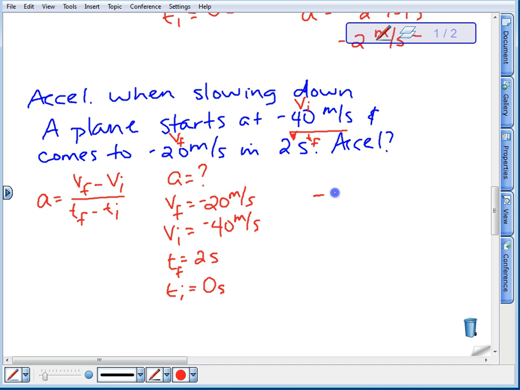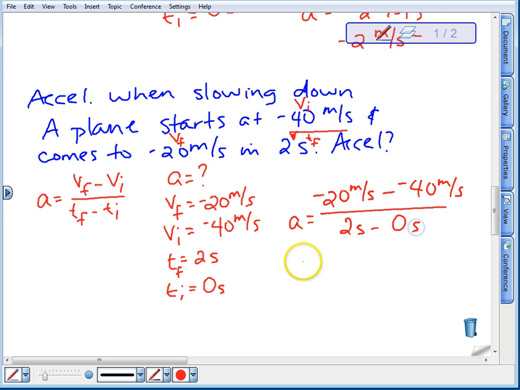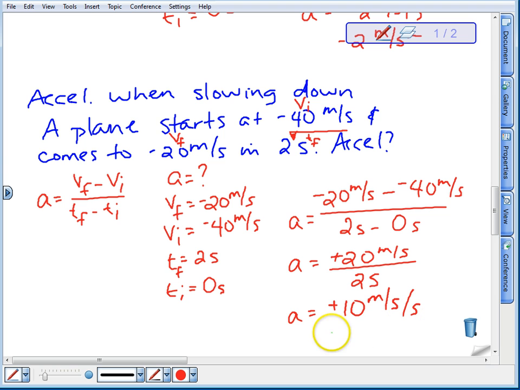Plug in. Negative 20 meters per second minus negative 40 meters per second over 2 seconds minus 0 seconds. And I get negative 20 minus negative 40 gives me a positive 20 meters per second over 2 seconds. So my acceleration is a positive 10 meters per second, or positive 10 meters per second squared. And that makes sense. I'm slowing down in the negative direction and my acceleration is positive.